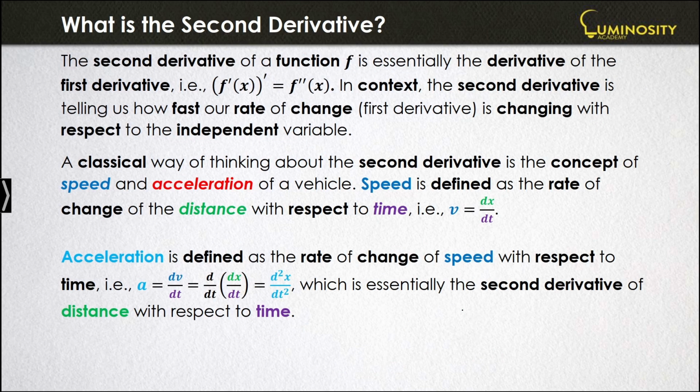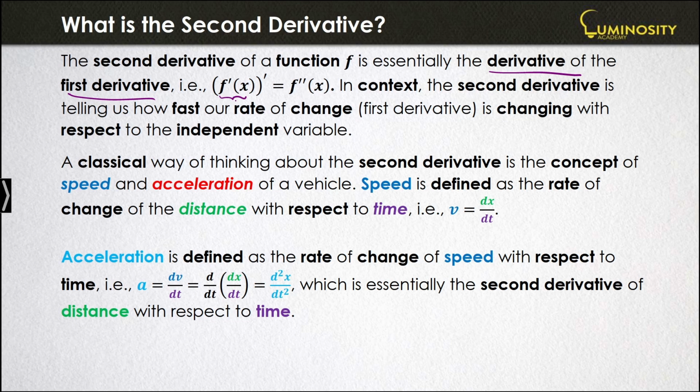So as we said, the second derivative of a function f is essentially the derivative of the first derivative. The first derivative tells us things about the stationary points and where your graph increases or decreases. And then the second derivative tells us how fast that rate of change is actually changing with respect to the independent variable. So a nice classical way of thinking about the second derivative is in terms of the concept of speed and acceleration of a vehicle.